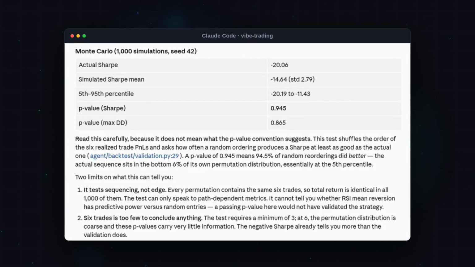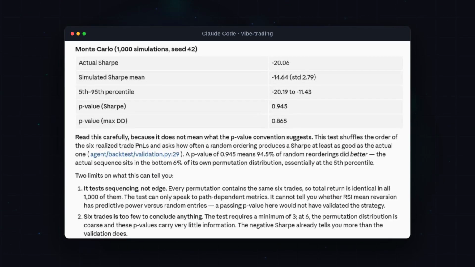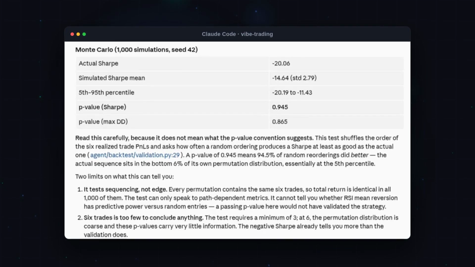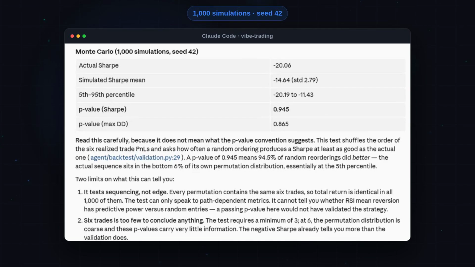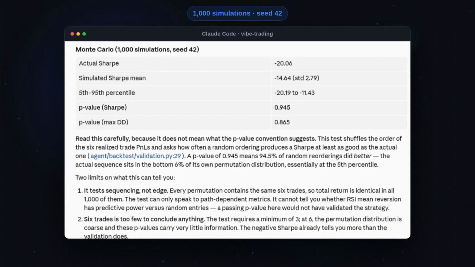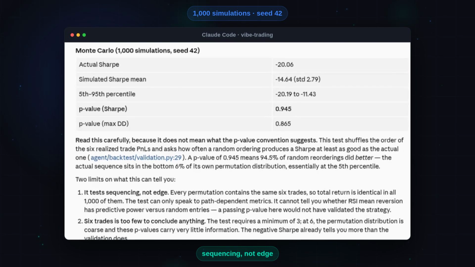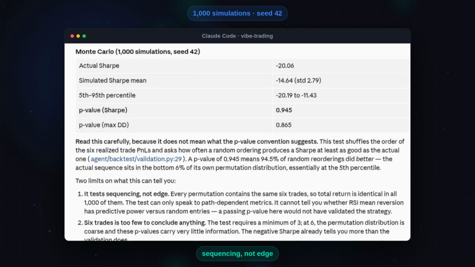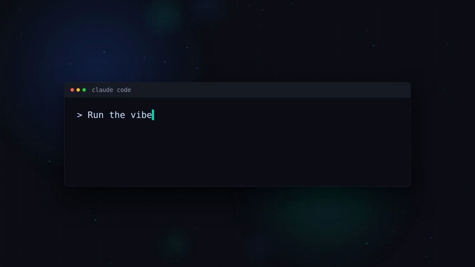1,000 simulations, a fixed seed so you can reproduce the exact run, a p-value out the end, and then it explains what that test measures, which is the bit I want you to see. It shuffles the order of the trades that already happened, so every reshuffle holds the same 6 trades and carries an identical total return. It is testing sequencing, not edge. That is a tool handing you a number and, in the same breath, telling you the size of the question it answers. The last thing I ran is the biggest one.